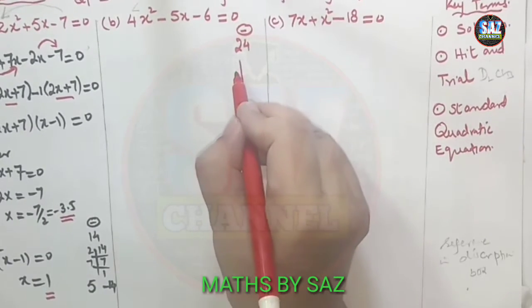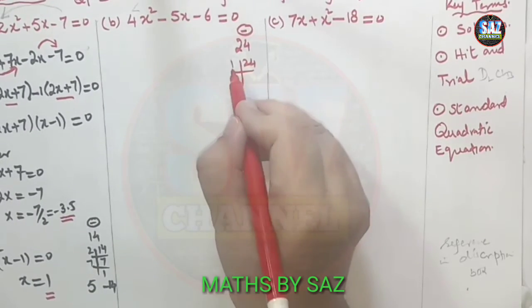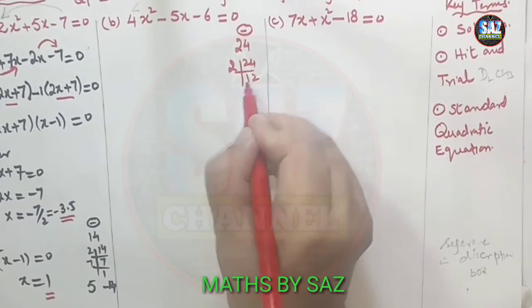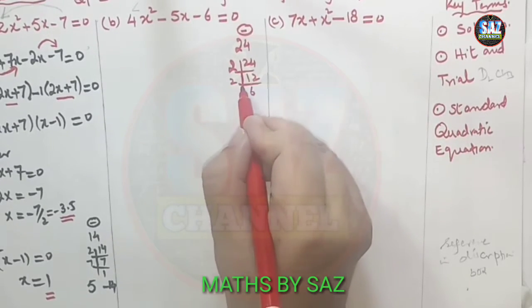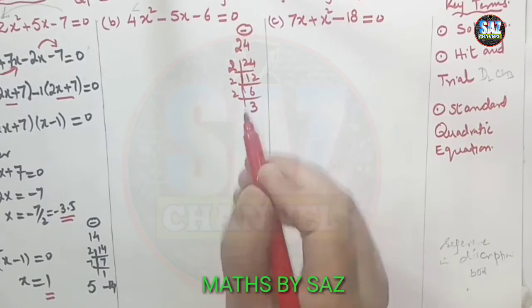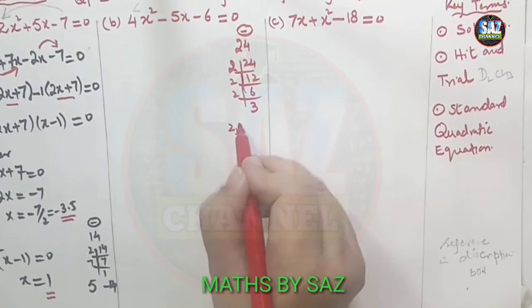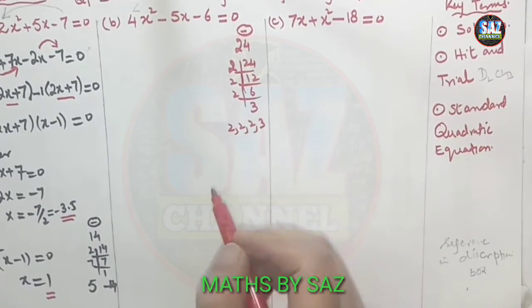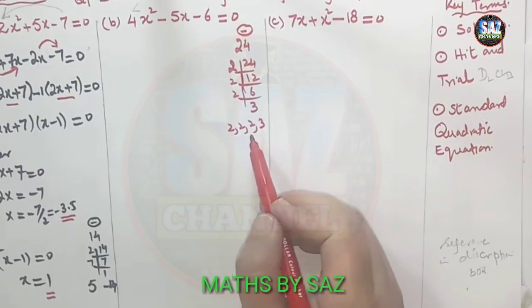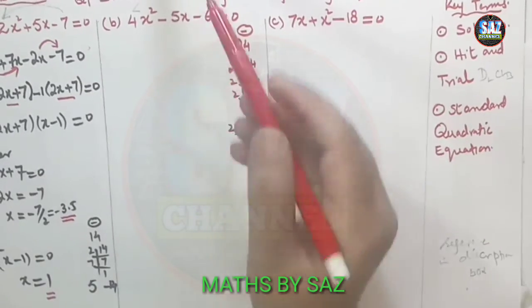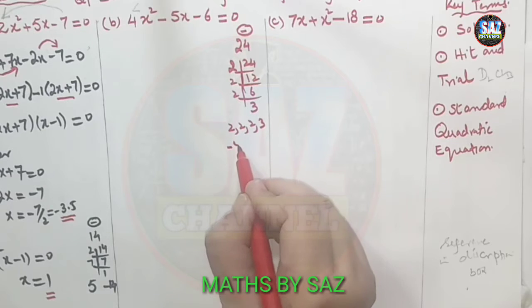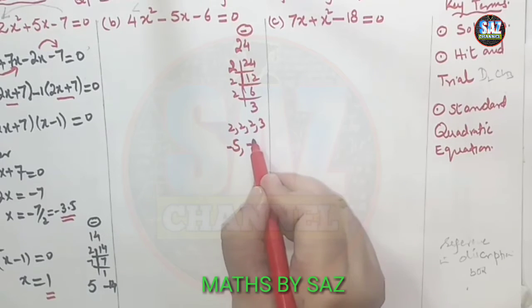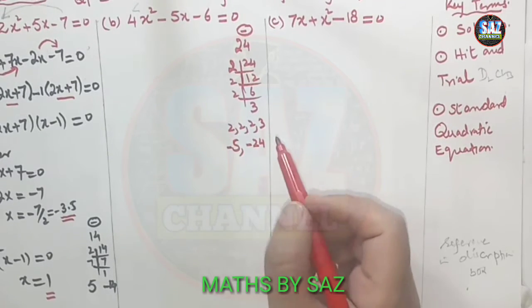Make the prime factors quickly. 24, I will not be going into detail. 2 12s, 2 6s, and 2 3s. This will become 2, 2, 2, and 3. I have to set the numbers in a way that when I add or subtract, I should get minus 5. And on multiplication, I have to get 24 with minus sign.